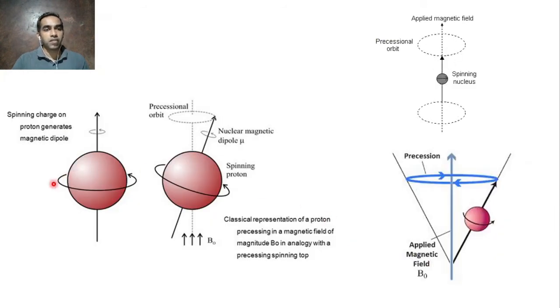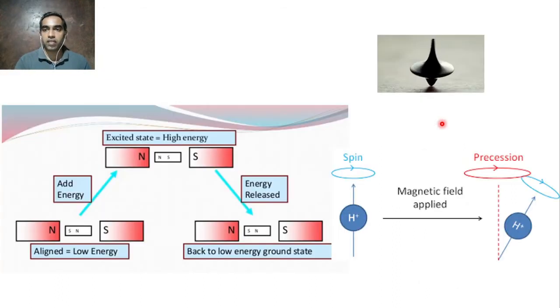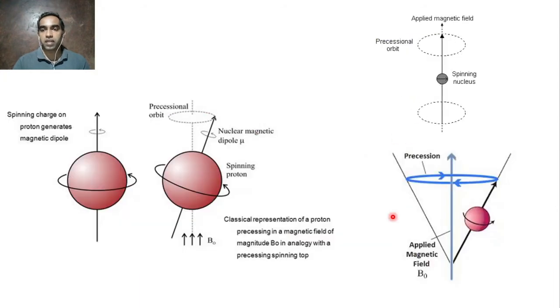This is a spinning charged proton, and this is how it rotates. In an applied magnetic field, it generates a precessional orbit and starts precessing. You have already seen a spinning top. That is what happens because of Earth's gravity. Now it is in the presence of an external magnetic field. This is how it precesses and produces an elliptical orbit.